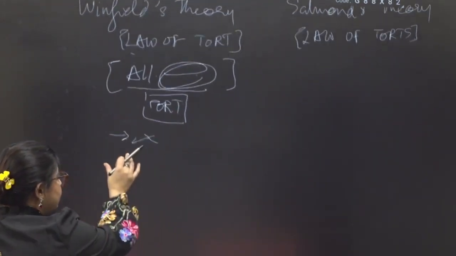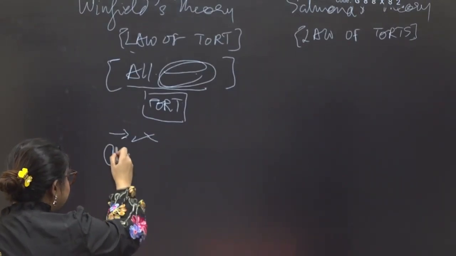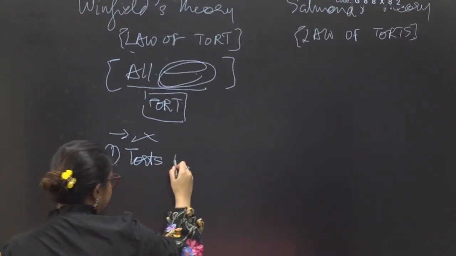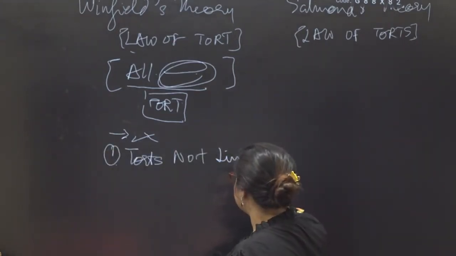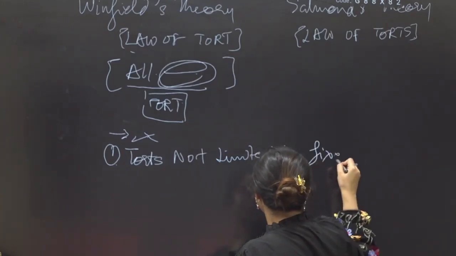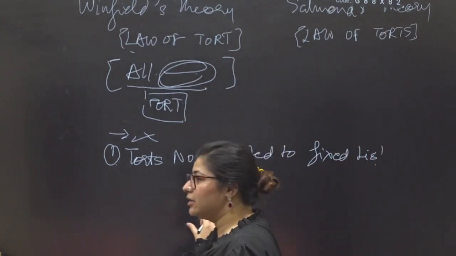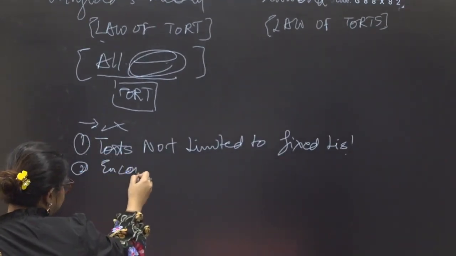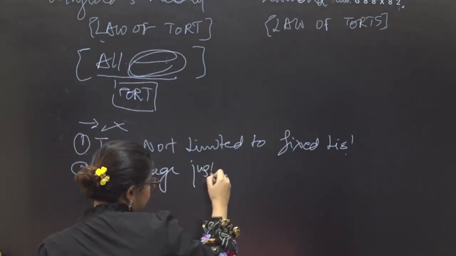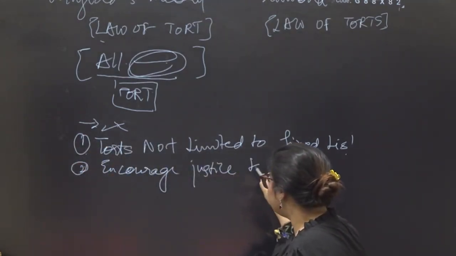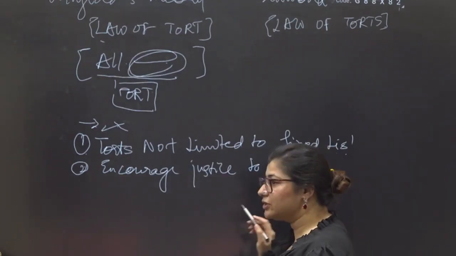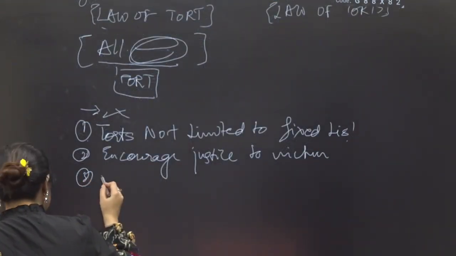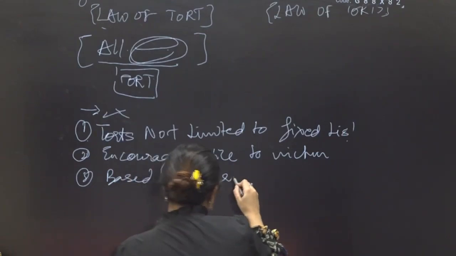In some points, we will just summarize what Winfield is saying. First point, he's saying that torts are not limited to a fixed list. This is his first point in his theory, that there is no fixed list for torts. Second point, he's saying that his theory encourages justice for the victim, because since he's including everything in his purview, any unjustifiable harm, it encourages justice for the victim. Then the third point is that it is based on the principle of fairness, right?